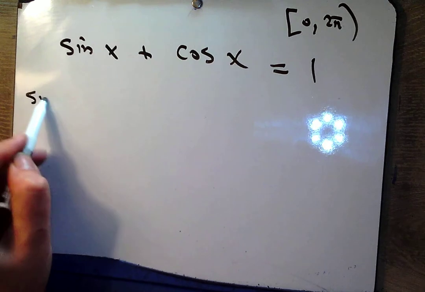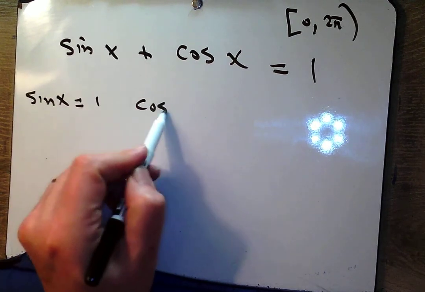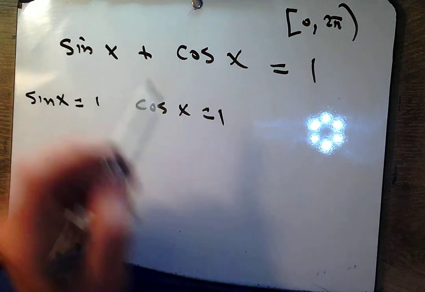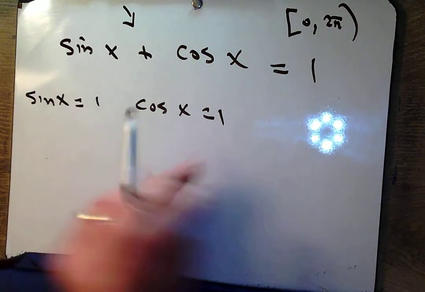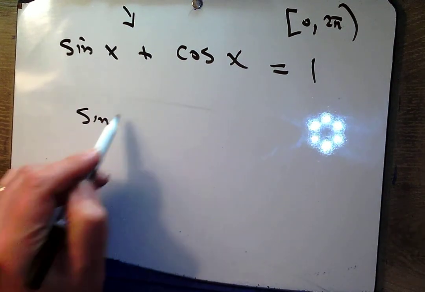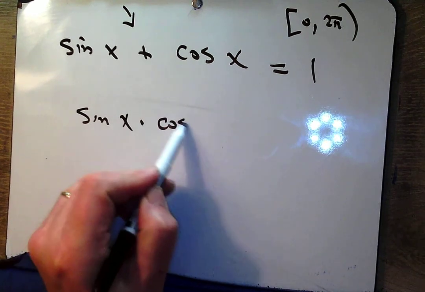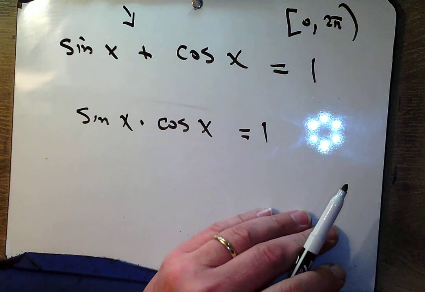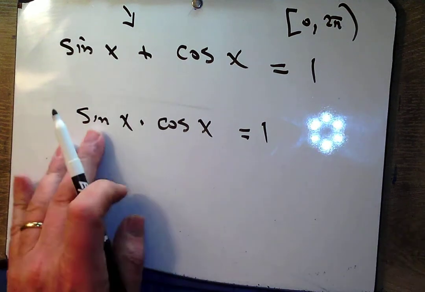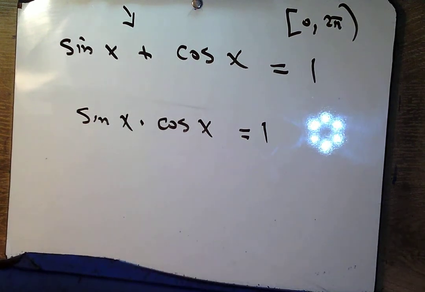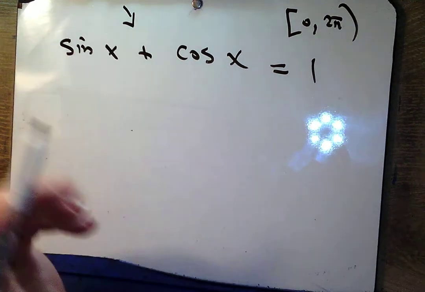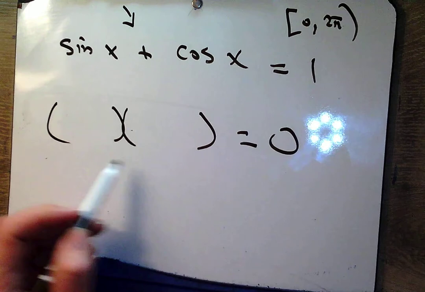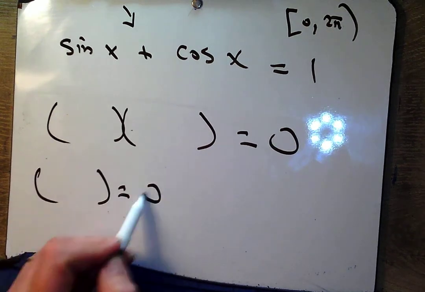I see some students say, well, sine x equals 1 and cosine x equals 1. No, I can't make that statement. This is a plus symbol. Now, if I had the problem sine x times cosine x equals 1, maybe I could think about setting each of these equal to 1, but that whole thing about setting factors equal to 0 means that I have a 0, and then I can set the factor equal to 0.